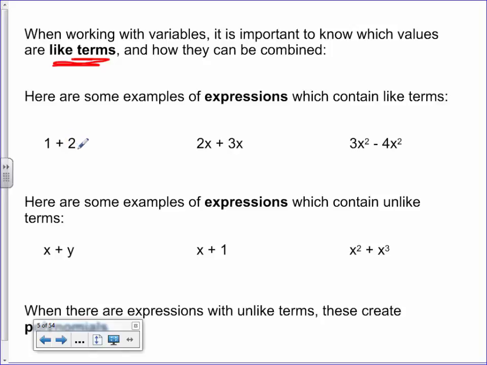1 plus 2. Can you actually combine those? Is that valid? They're both whole numbers, right? 1 plus 2 is 3. That's valid. Those are like terms. 2x and 3x, are they like terms? Absolutely. They're both versions of x.